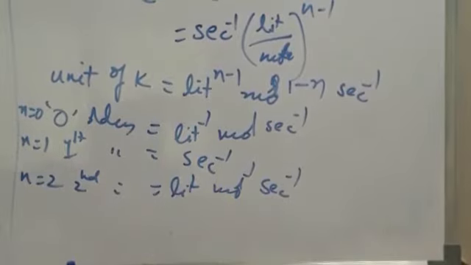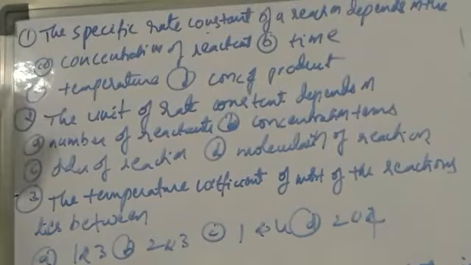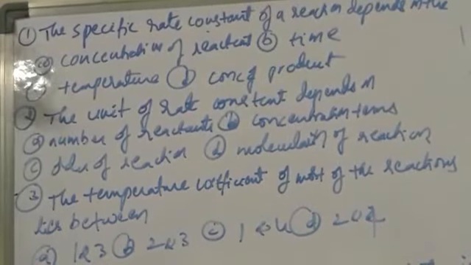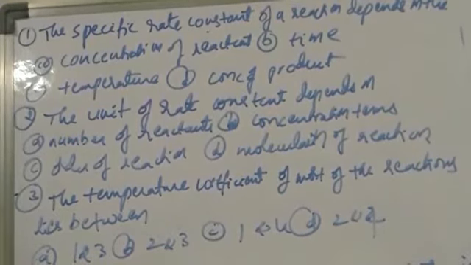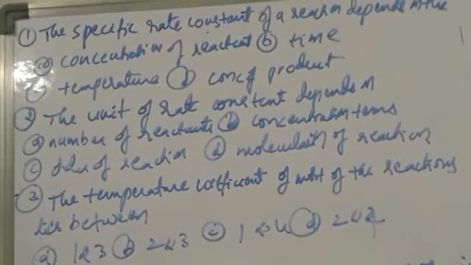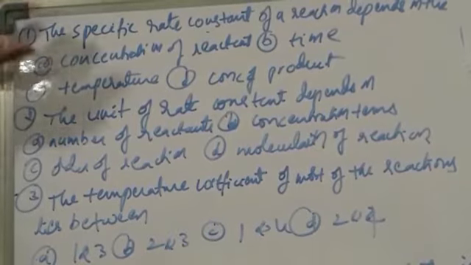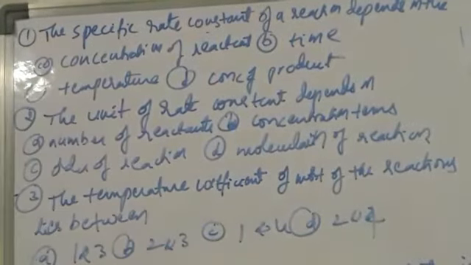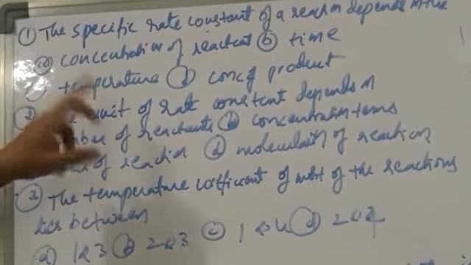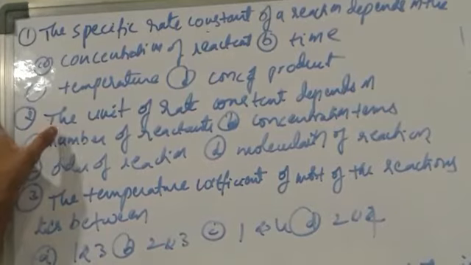Then coming to some objective bits related to this. The specific rate constant of a reaction depends on, so you know that the rate constant of a reaction is independent of concentration, but it depends upon the temperature. So here the specific rate constant of a reaction depends upon the temperature. Option C, temperature.